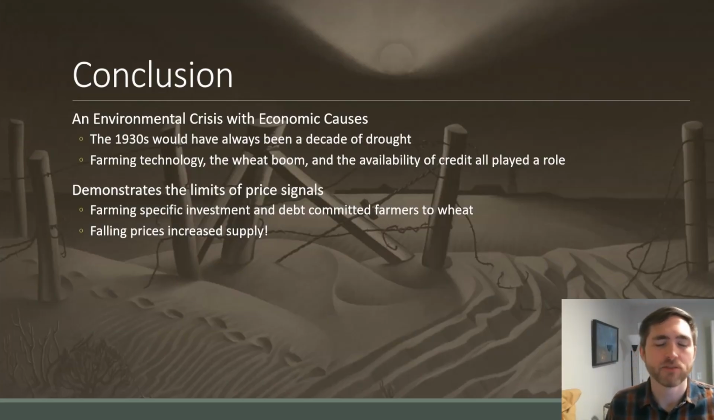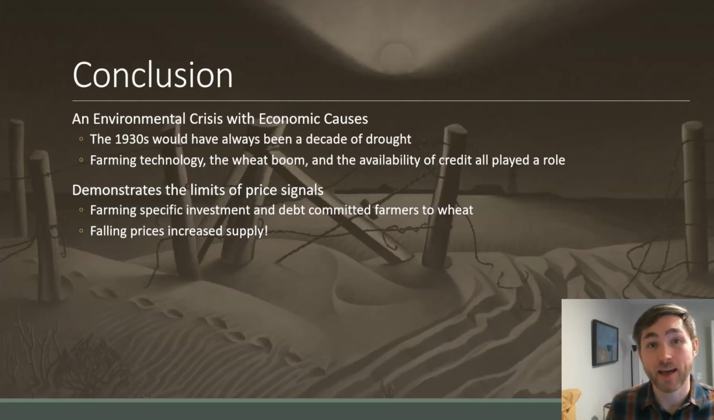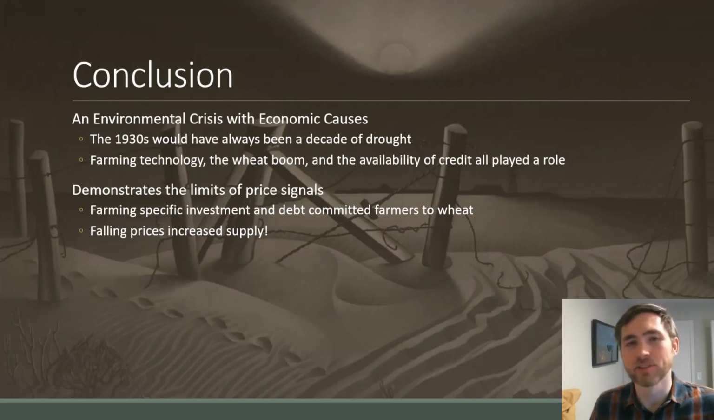And something I find really interesting about it is how it demonstrates the limits of price signals. You had all of these folks who took on a lot of debt to make capital investment into farming, and they were not easily able to reallocate that capital to any other sort of economic activity. And so, being stuck in that position when the prices fell, they had no choice but to increase supply.